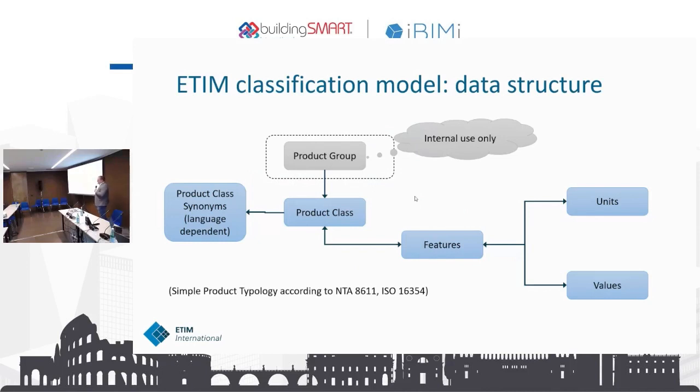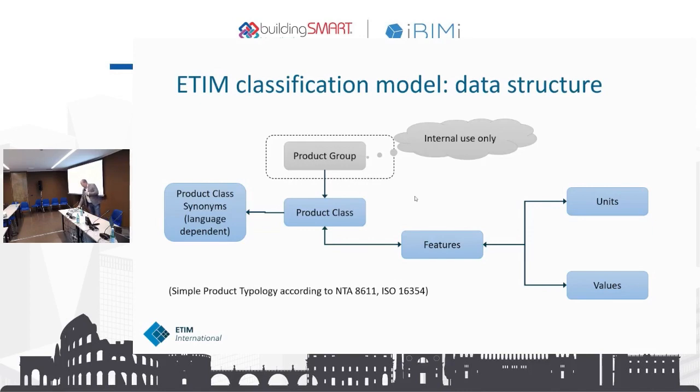We want to simplify this. We have product groups. Actually, we use that for our internal use only. I say that because we have had years of discussions on hierarchies, and there's no one single truth, so we just quit that. We say there are other hierarchies which are better and suit their purpose, which you can connect ETIM classes to. So we're down to the product class with its synonyms. They have features, and features have either units or values, and that's it.